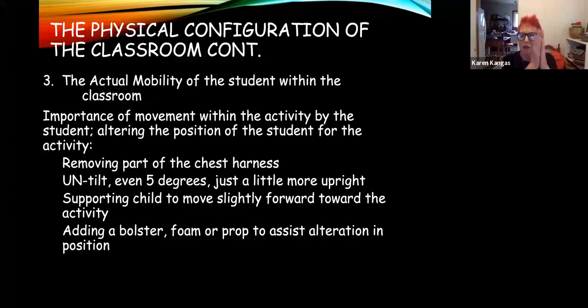made it even just a flat surface and you slipped it, you undid their chest harness a little bit, and you slid it behind them, they now are not against the back of the chair. They're a little bit forward, because I could drop that towel down below their scapula, so they're slightly forward.